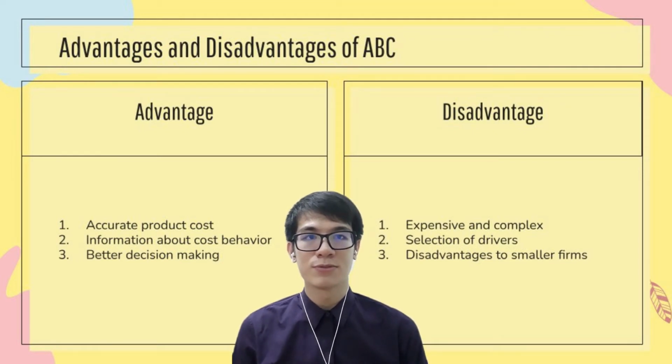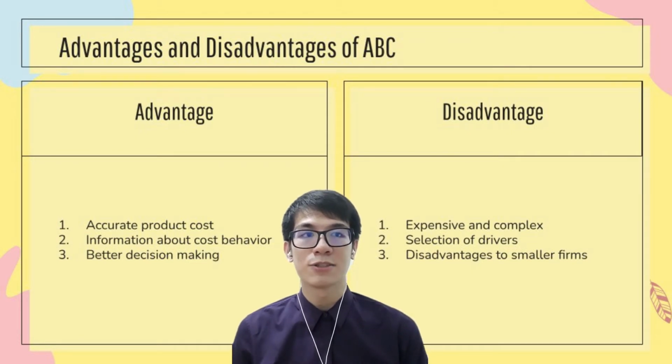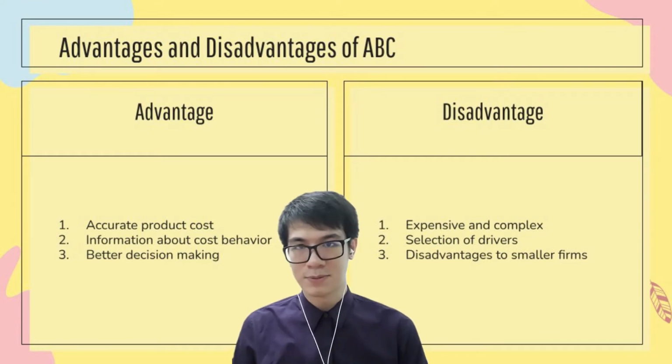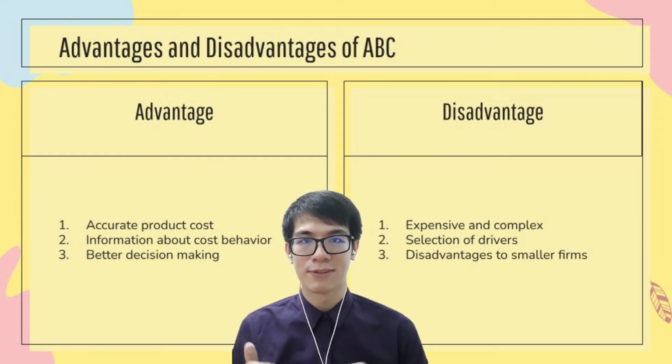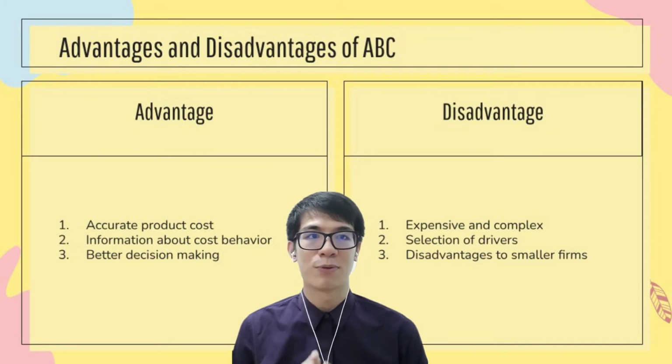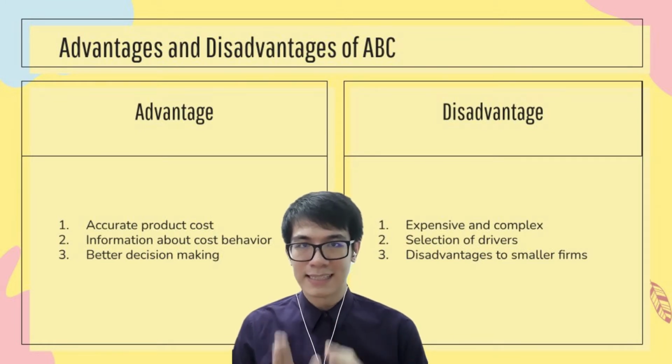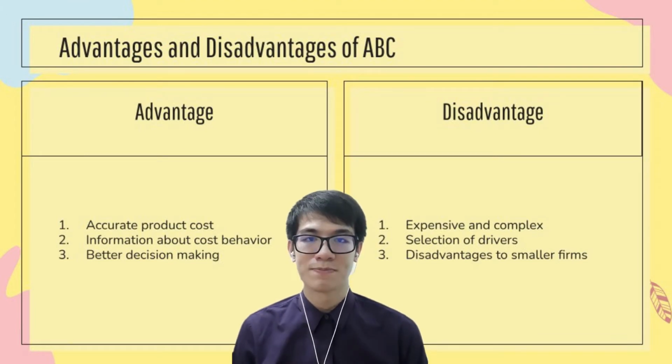The third advantage is better decision making. ABC improves decision making by managers because they can use more reliable product cost data, and ABC helps them usefully in fixing selling prices of products, because more correct data of product cost is now readily available.